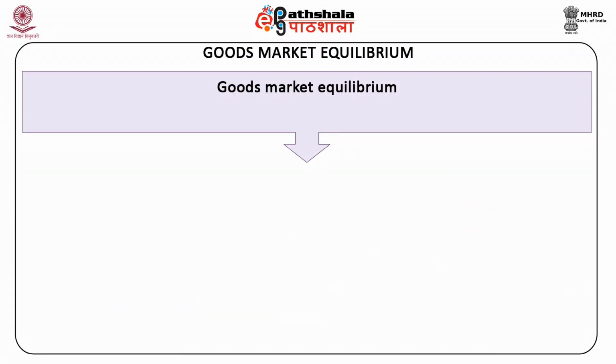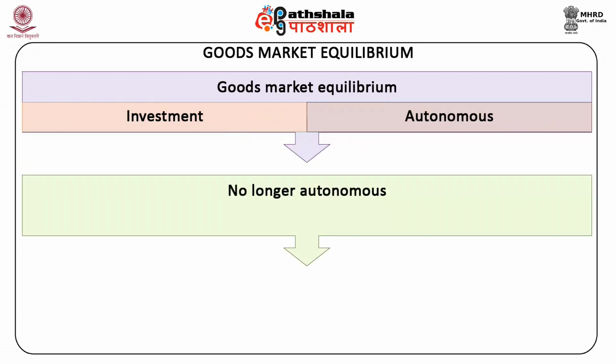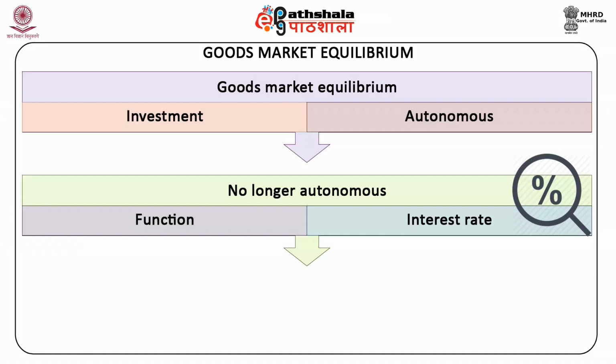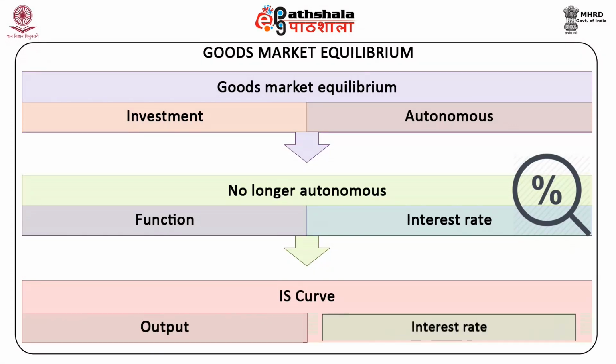The goods market equilibrium is established by relaxing the assumption that investment is autonomous. It is no longer autonomous but a function of interest rate. It shares a negative relation with the interest rate. The IS curve, which shows different combinations of output and interest rate, is the representation of goods market equilibrium.